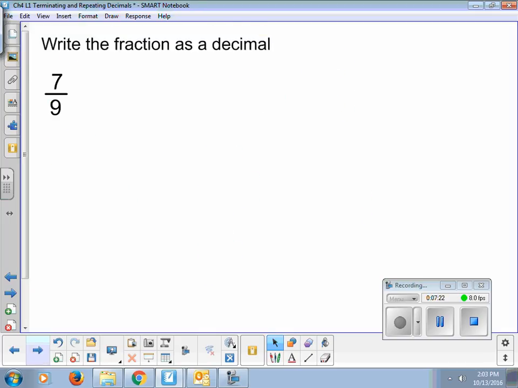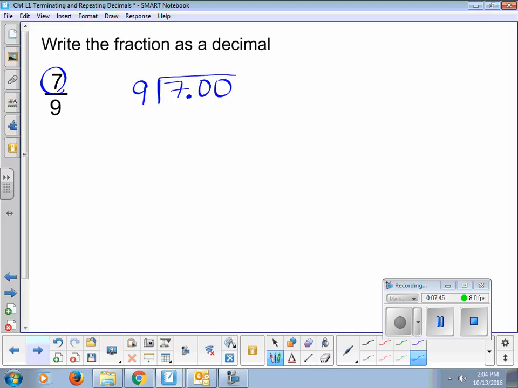Okay, the next one we have is 7/9. Looking at this, can you think of anything for 7/9? No, so we're going to have to divide. Our top dog is what? 7, so 7 goes in the house, and you can add on a couple of zeros. What number goes on the outside? 9. So we're setting up our division problem. Make sure you zip up your decimal. You have to line up this decimal place.